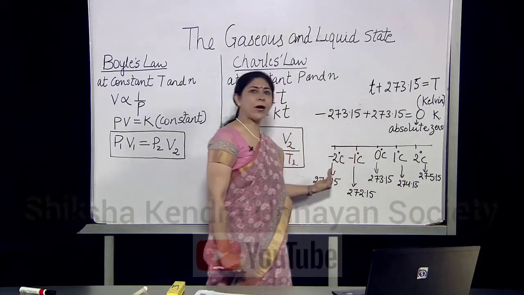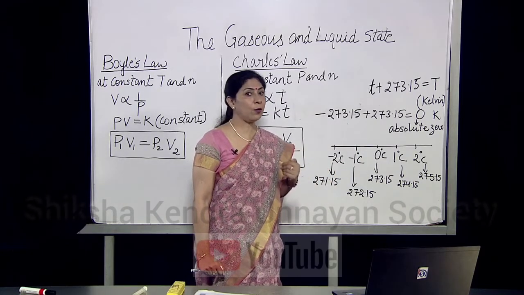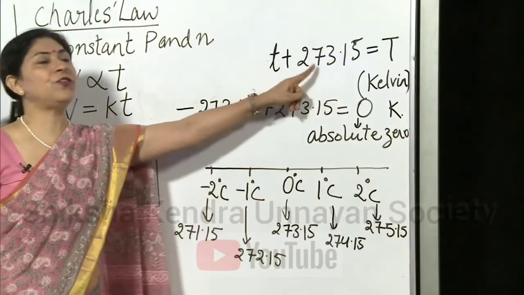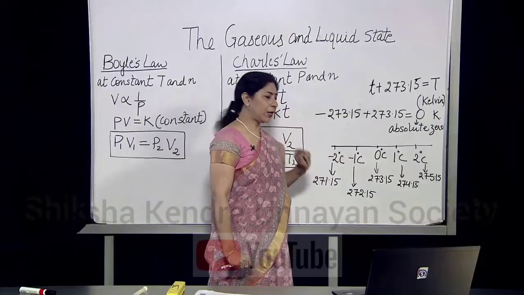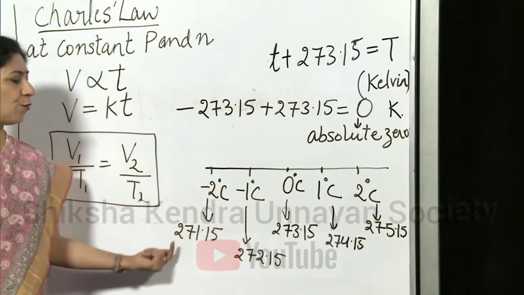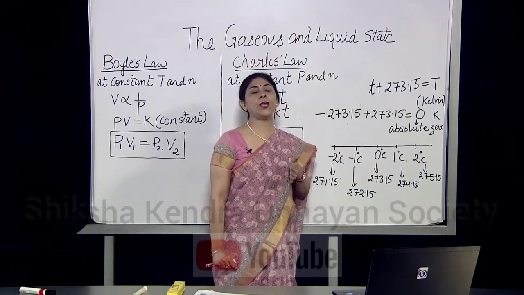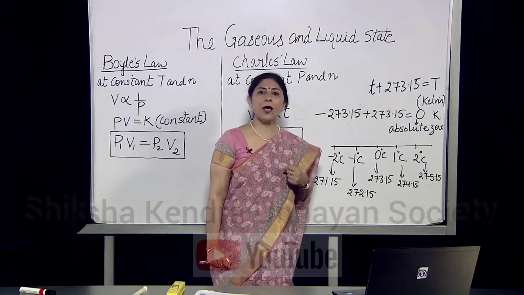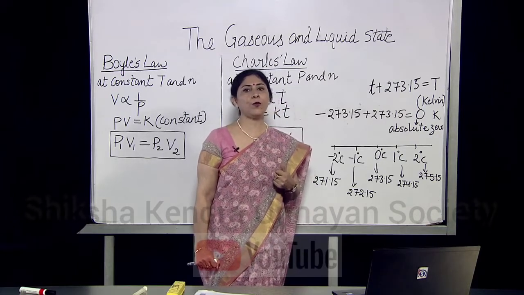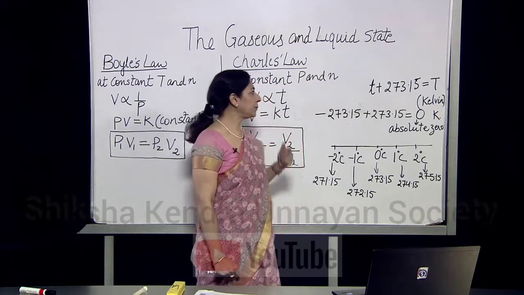Now, if we move backwards, suppose the temperature is -1. So, how are we going to do it? -1 plus 273.15, we will get 272.15 and so on like that. So, to get absolute temperature or the Kelvin scale, we have to add 273.15 to the given temperature and we can get the Kelvin scale.